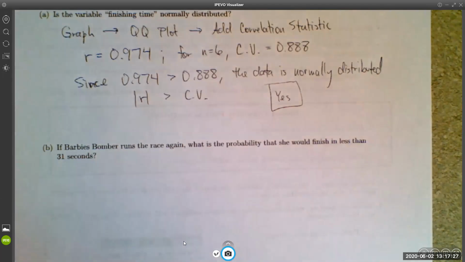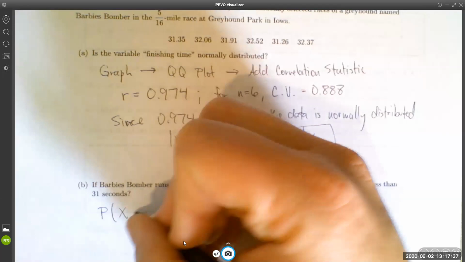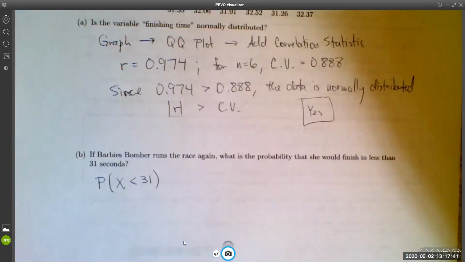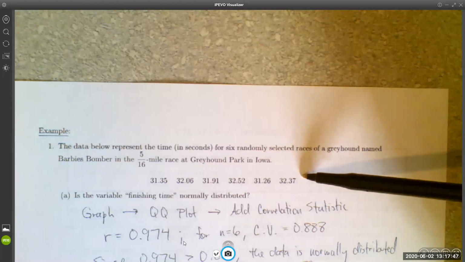Part B: if Barbie's bomber runs the race again, what is the probability that she would finish in less than 31 seconds? Okay, so we want to compute the probability that her finishing time is less than 31 seconds. Now, how are we going to compute that probability? Well, we know now from our work in part A that this data is normally distributed. And since it's normally distributed, we can use the normal calculator in StatCrunch.